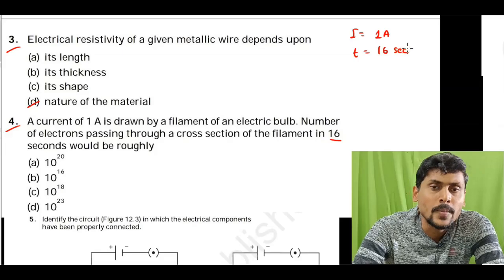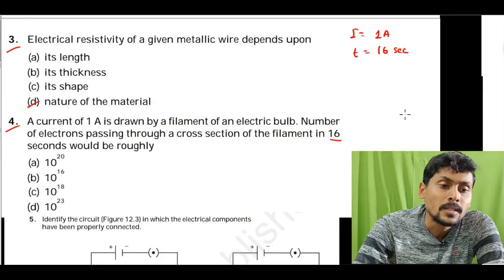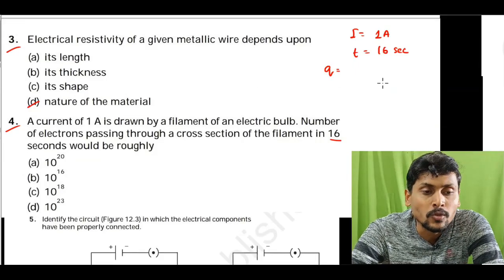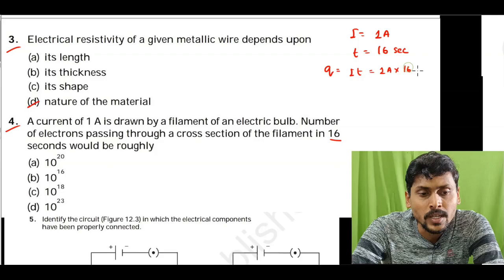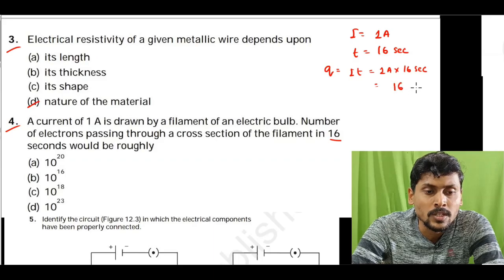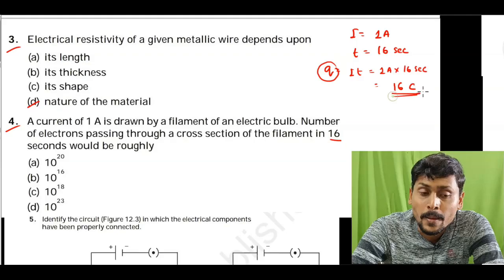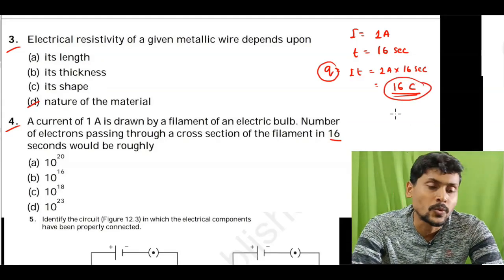So if the filament is drawing 1 ampere of current for 16 seconds, then let us calculate the total charge flowing through the filament. So Q equals I into T. I is 1 ampere, T is 16 seconds. Ampere into second will be coulomb. So 1 into 16 will be 16. So the answer is 16 coulomb. The total charge is 16 coulomb, but we have to calculate how many electrons are passing through it.